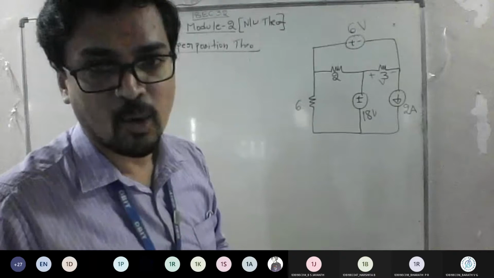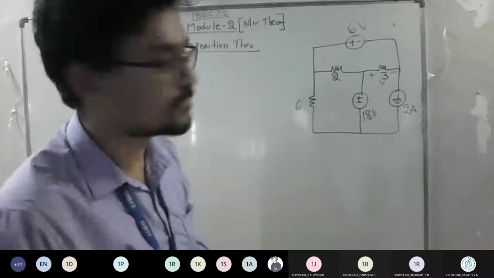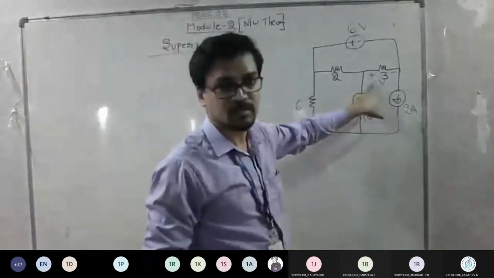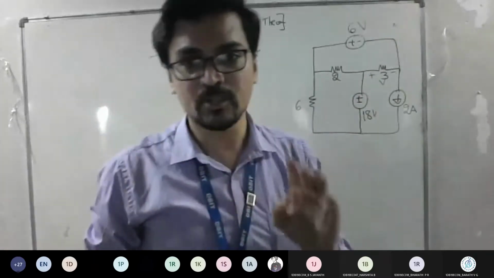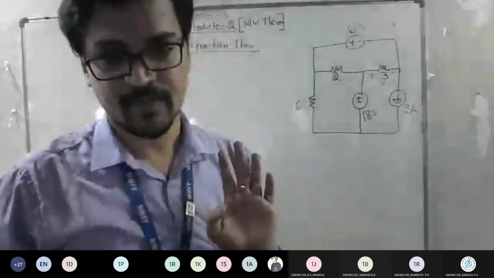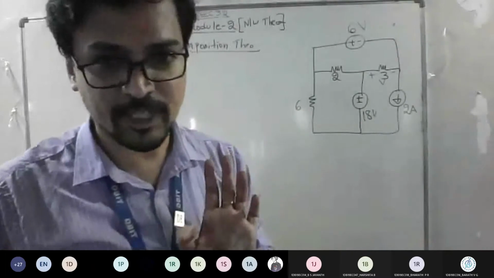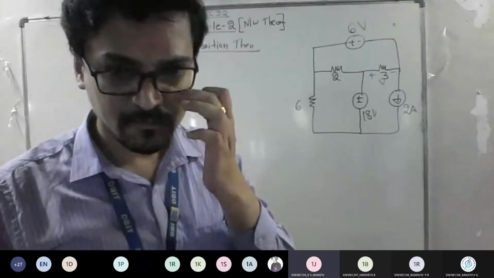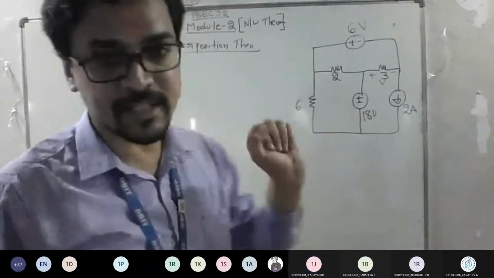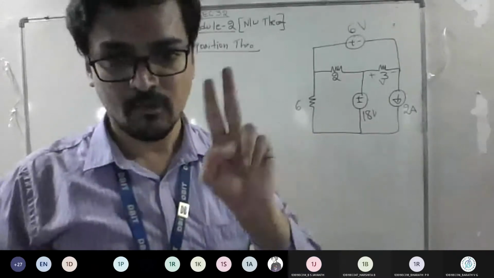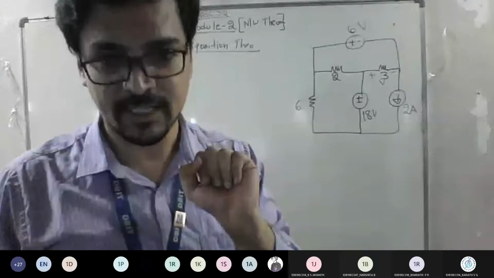Fine. So the question is, you need to find the voltage across the 3 ohm resistor. How many independent sources are there? That many cases. How many cases will you get now? 3 cases. Good. So 3 cases, which means I should find V dash, V double dash, V triple dash.